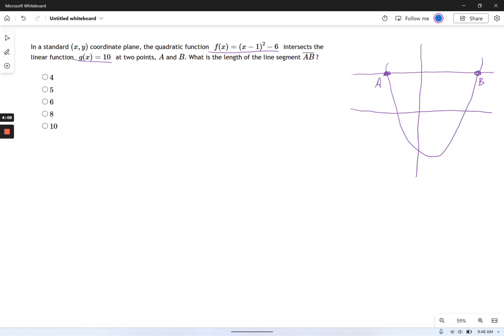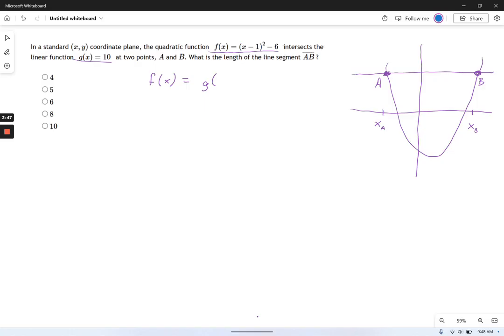Now, if we knew exactly what the x locations were, I'll call this x sub A and x sub B, this would be no problem. We just do x_B minus x_A. That's the point of this problem. We're going to have to find the x locations. So what I'm going to do to find the intersection of two functions is simply set them equal to each other. This is always the procedure.